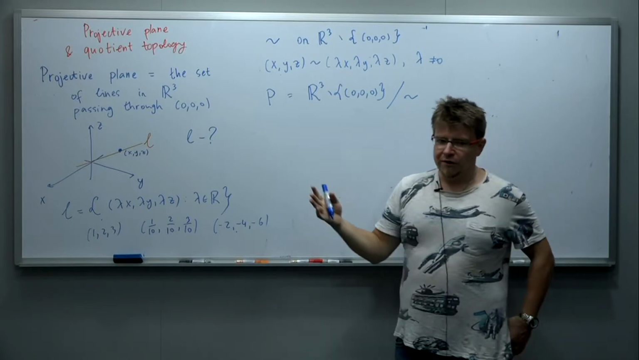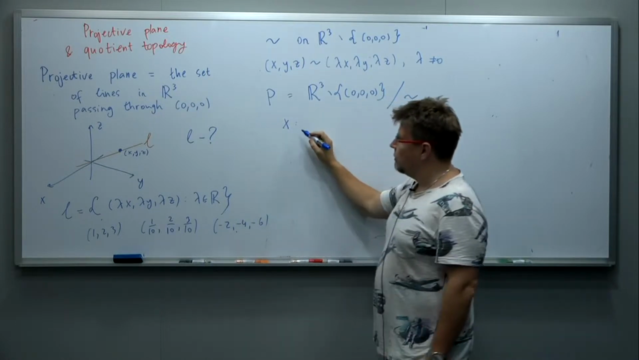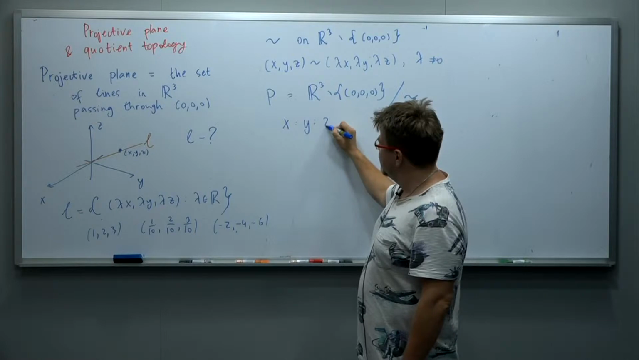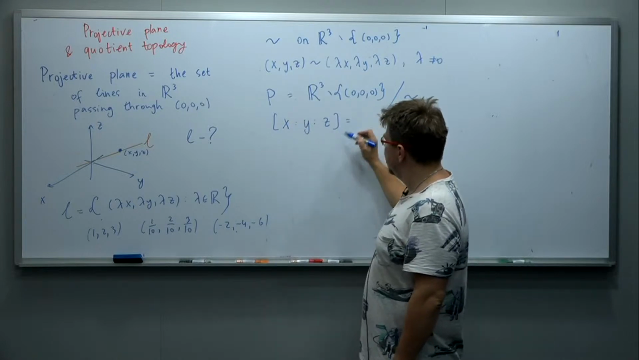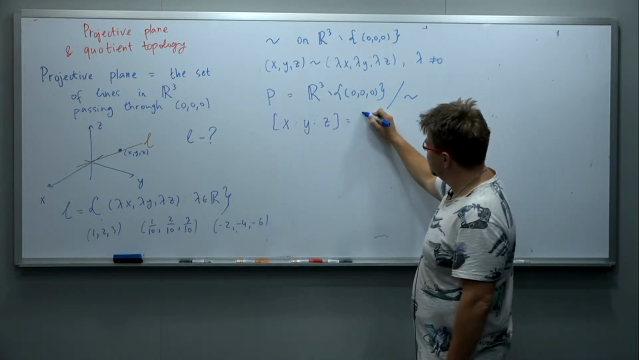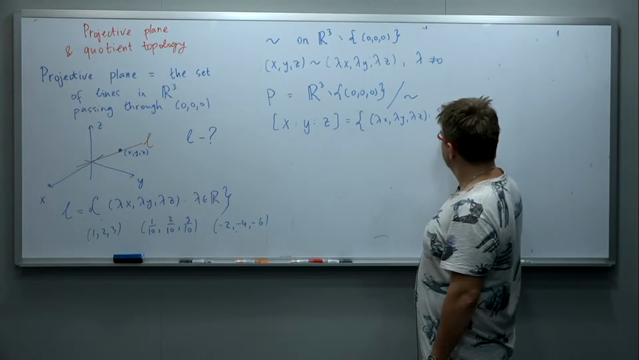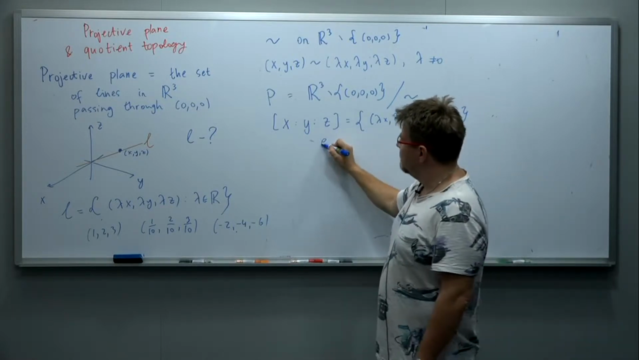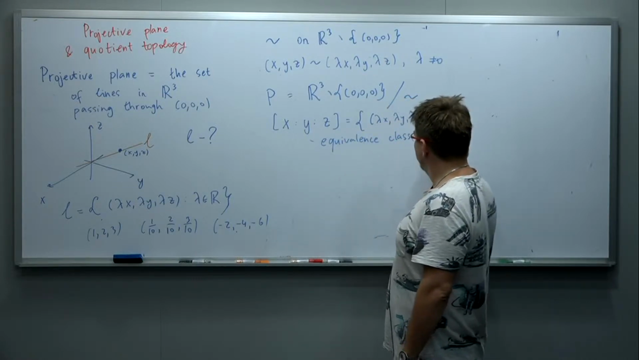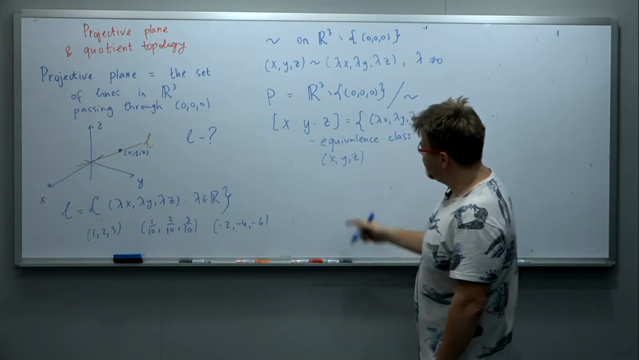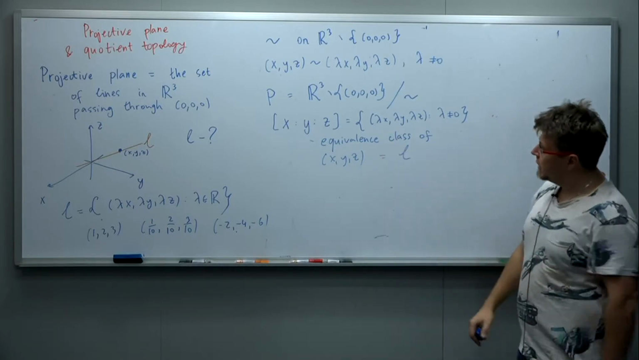Now, let me introduce a notation for an equivalence class. So the standard notation uses so-called homogeneous coordinates. So when we write x, y, z with colons and with square brackets, this is the equivalence class of x, y, z. So this is the set of all lambda x, lambda y, lambda z, where lambda is not 0. So this is the equivalence class of a point x, y, z, and this is at the same time the straight line that contains x, y, z. And so this is the standard notation.